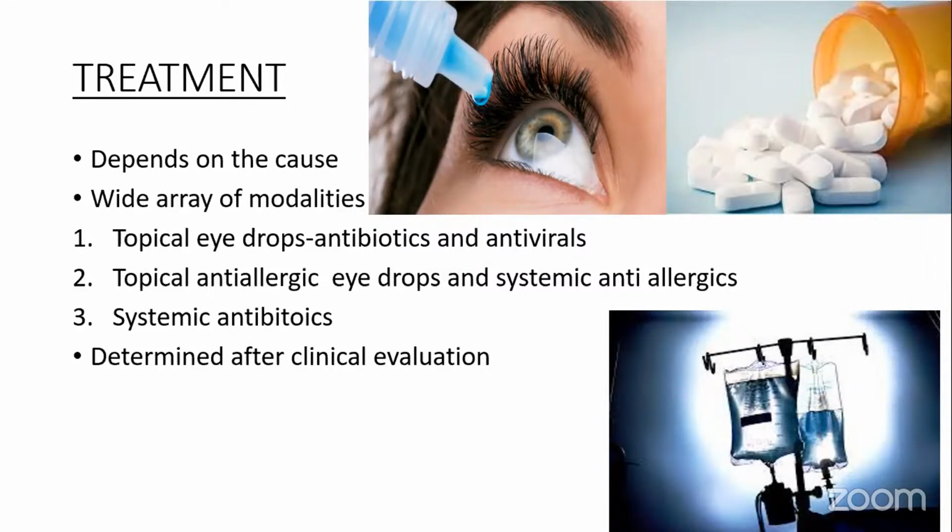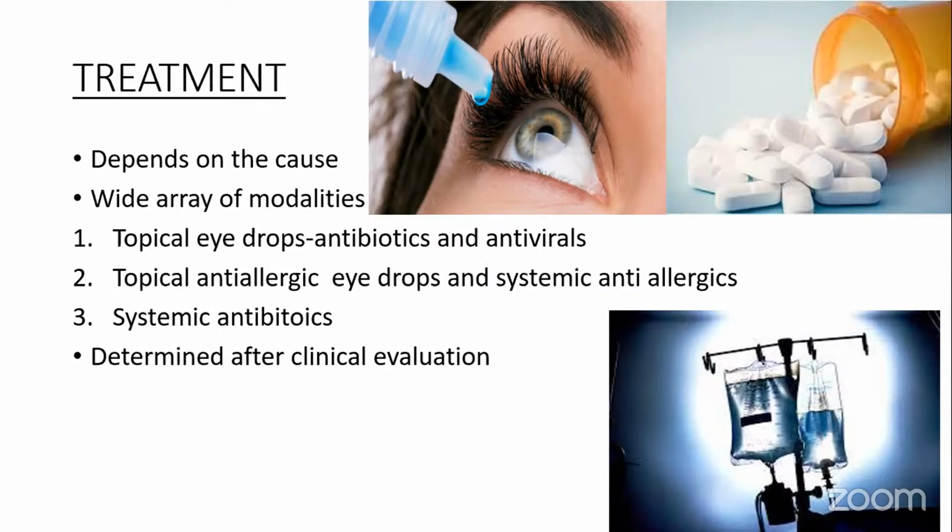Treatment of red eye depends on the cause. Like I've said, red eye can result from anything at all: one, irritation of the ocular surface; two, infections or inflammation of the eye; three, foreign bodies; four, allergic tendencies; five, trauma. So there's a wide array of modalities available when you want to treat red eye. It depends on the cause of the red eye. So we can do topical eye drops. There are antibiotic eye drops and antiviral eye drops. If we think it is a bacterial infection, we'll give you antibiotic eye drops. If it is viral, we'll give you antiviral.